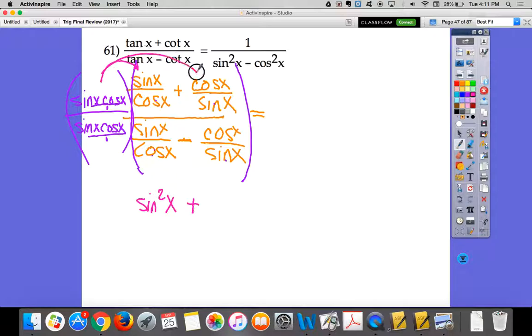Now proceed to the next fraction. I have a sine in the top and sine in the bottom. They reduce. Cosine times cosine is cosine squared. All right, everything's good. Go down and repeat. It's going to be the same thing, right? We're going to have sine squared. The only difference is this is minus cosine squared.